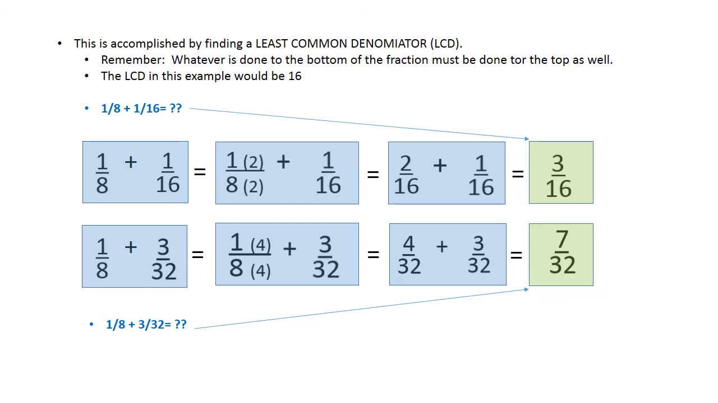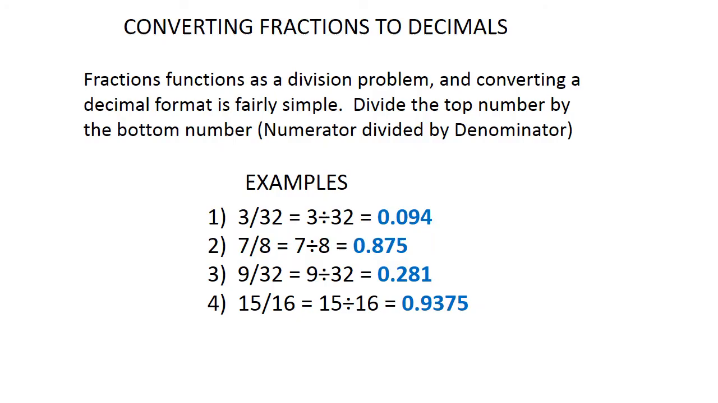Converting fractions to decimals. A fraction functions as a division problem, and converting to decimal format is fairly easy. Divide the top number by the bottom number, the numerator divided by the denominator. See the examples below. For instance, 3/32 equals 3 divided by 32, which equals 0.094. A few more examples are listed below.